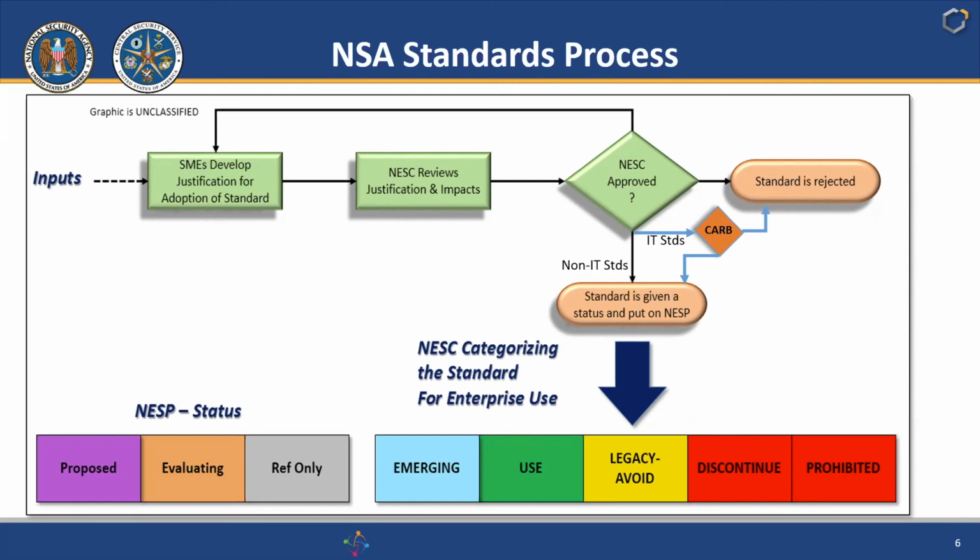I think these statuses are consistent across DoD, so I won't explain any of them except for the legacy avoid. If there's a new standard that comes out, however, the system has to be interoperable with something that's built with an older standard, we call it legacy avoid. What that's supposed to do is have you start looking at the new standard, but making sure that you understand that there's an older standard that you're going to have to adhere to, or at least be cognizant of when you build your new system.